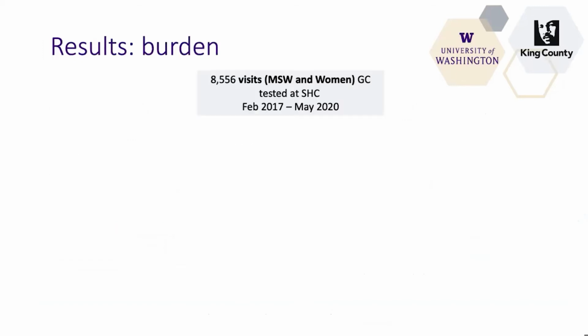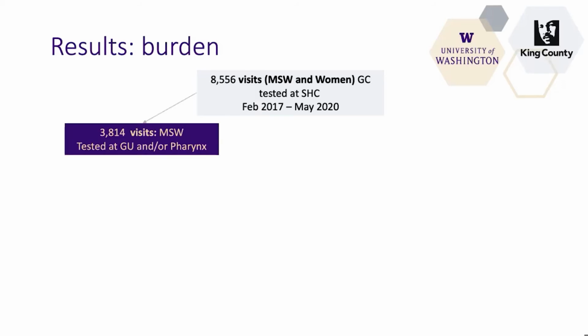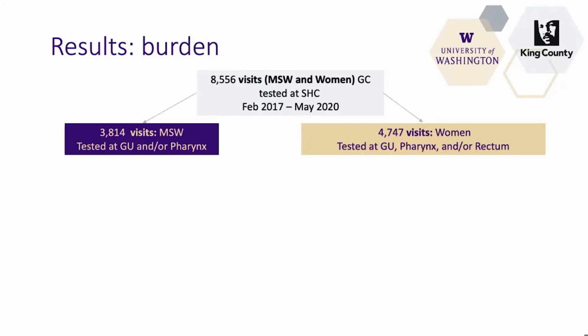There were 8,500 visits overall in which men who have sex with women and women were tested for GC at any site over this time period. 3,800 of those were in men who have sex with women who were tested at any site. About 4,750 were in women who were tested at any site.